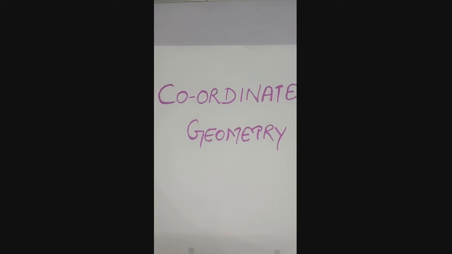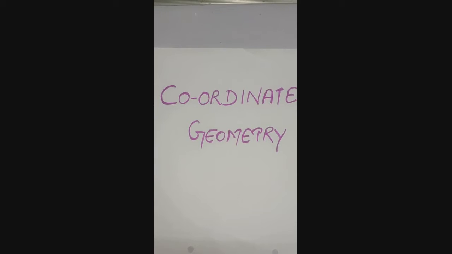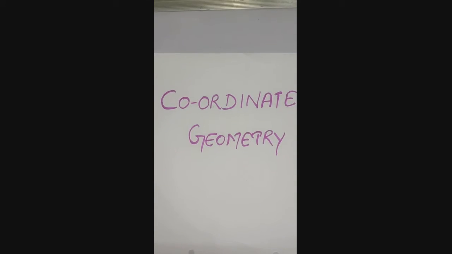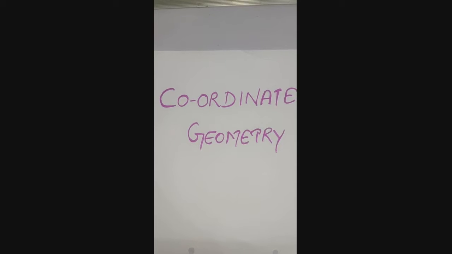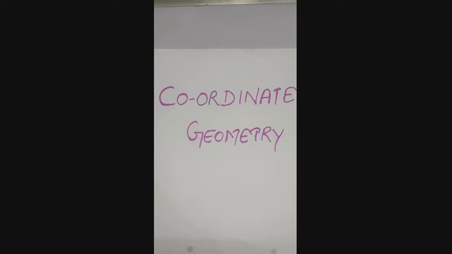In the last lecture, we discussed the distance formula and exercise 7.1 of chapter 7, coordinate geometry, of class 10th. In today's lecture, we are going to discuss the section formula, area of triangle and midpoint formula, and then exercise 7.2 and 7.3 of class 10th. So let's start the exercise 7.2.